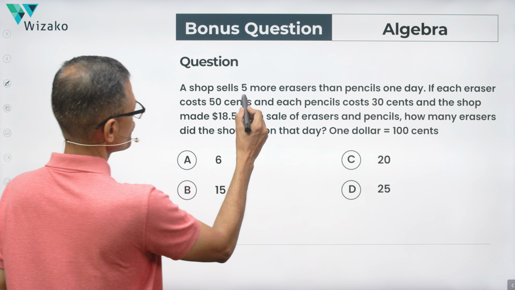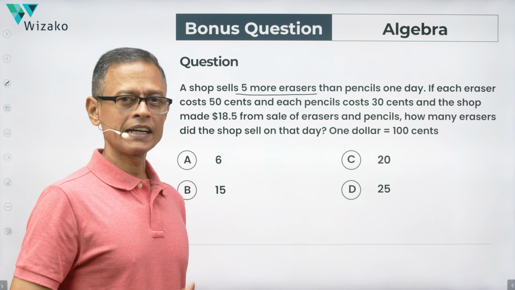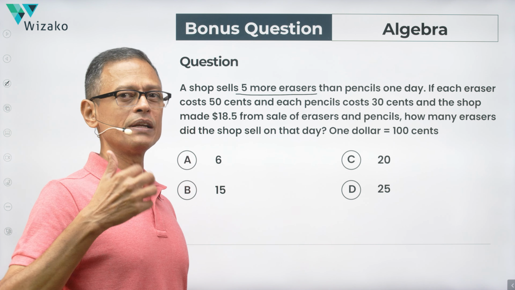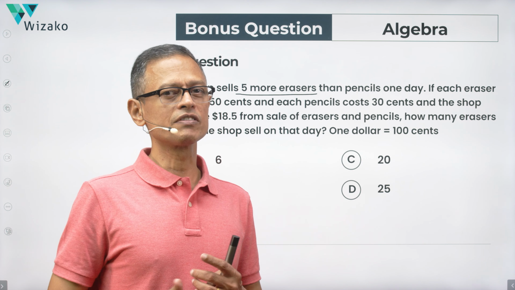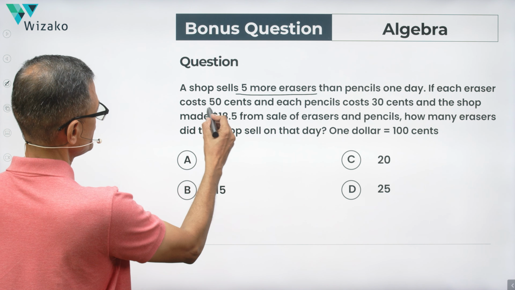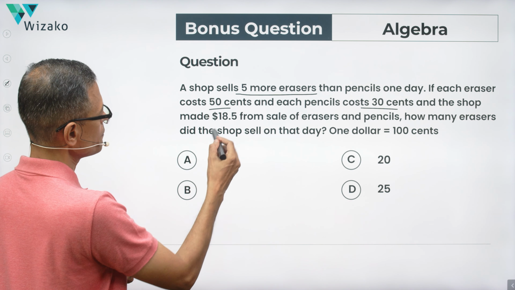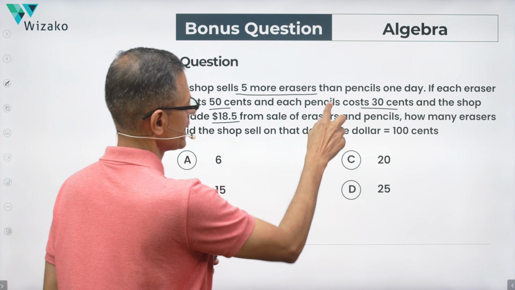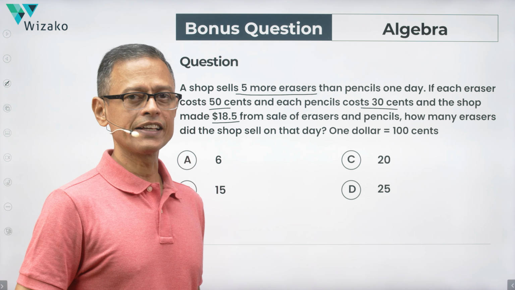A shop sells 5 more erasers than pencils one day, right? Kind of make sense of it. How many variables do you need? Do you need 2 or can you work with 1? You probably may be able to work with just one variable and get to the answer. If each eraser costs 50 cents and each pencil costs 30 cents and the shop made $18.5 from sale of erasers and pencils, how many erasers did the shop sell on that day is what the question is.